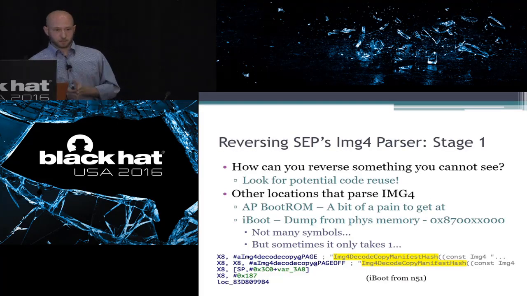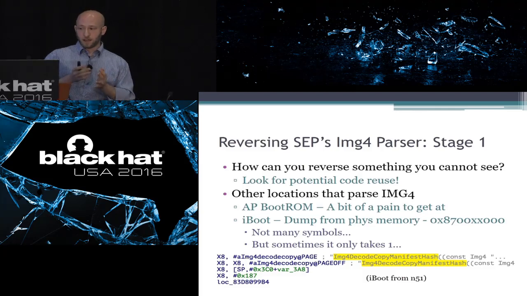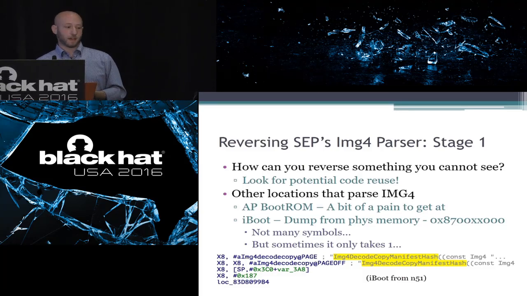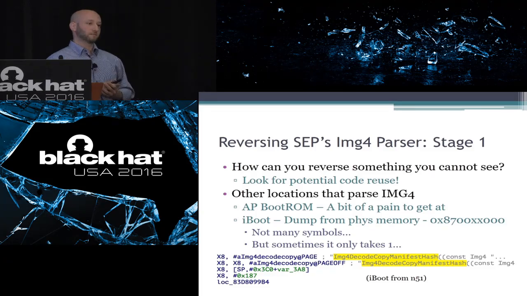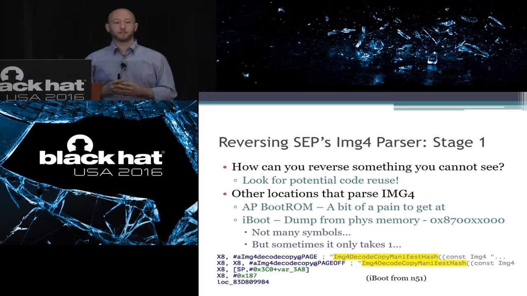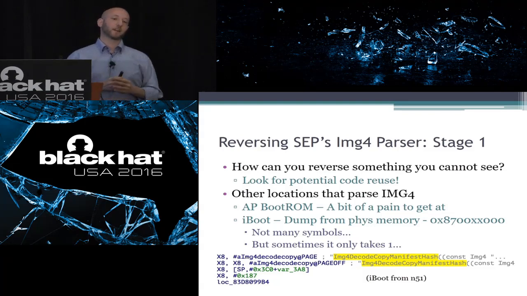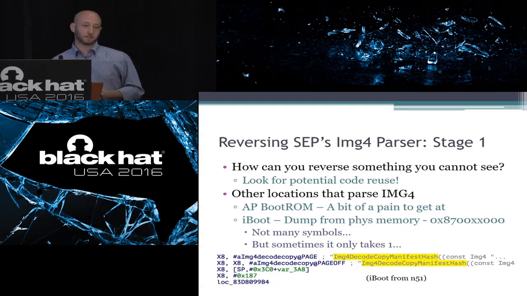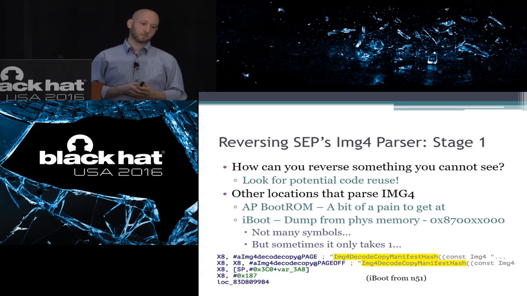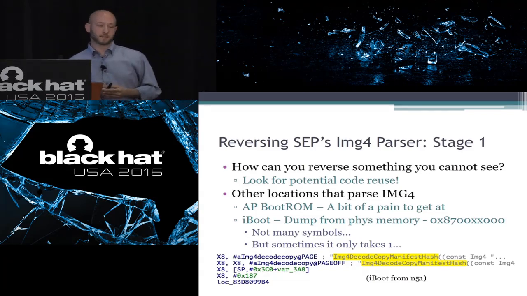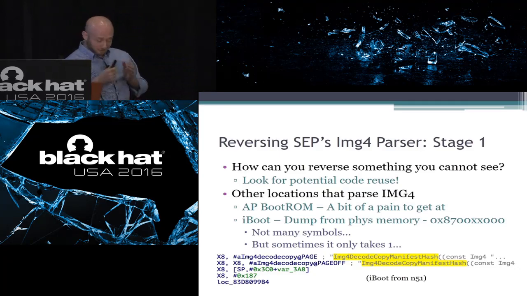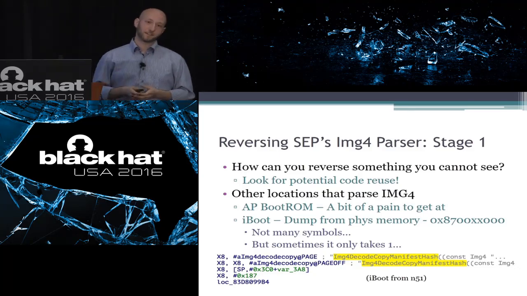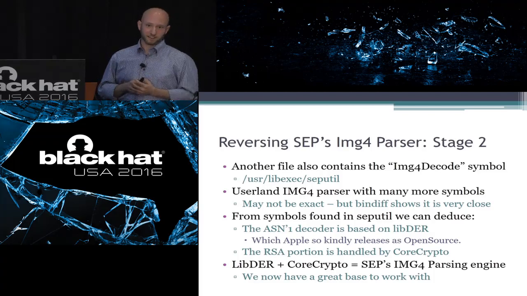So let's talk a little bit about how this actually works. How do we reverse something that is not visible? Well, let's try to find some code reuse. We can't necessarily see it, but we can get an idea of how it works by looking at other areas that actually use Image4 parsing. So let's start in the most accessible place that's close to SEP, iBoot. Well, there are no symbols in iBoot, but we did find one string: Image4 decode copy manifest hash. And one string is all you need.